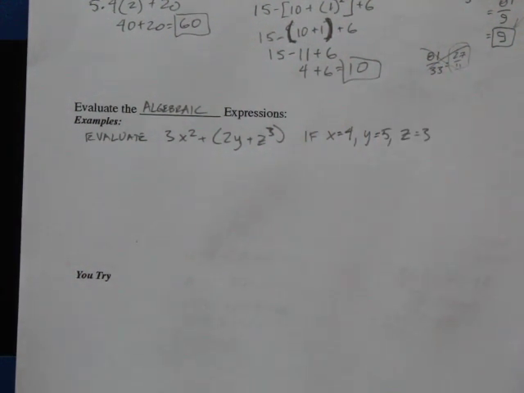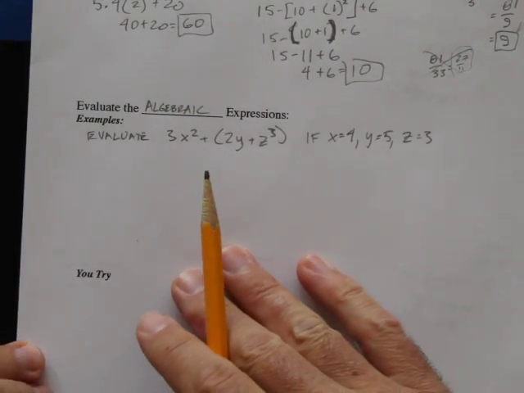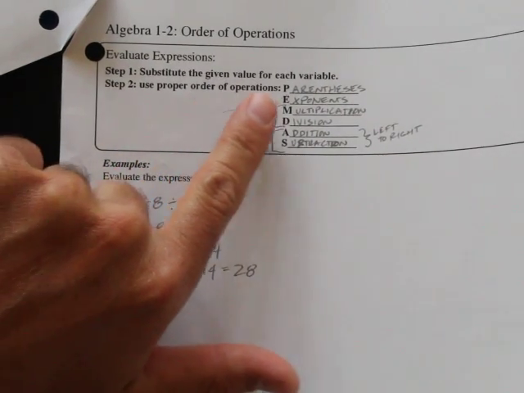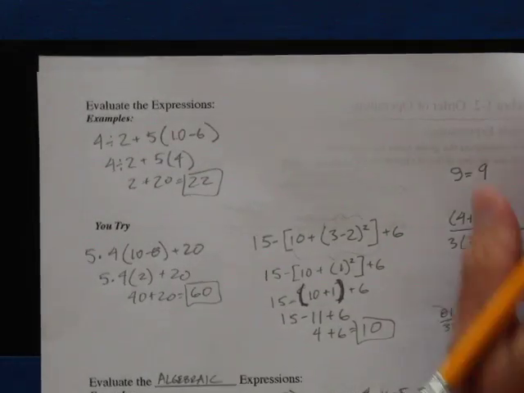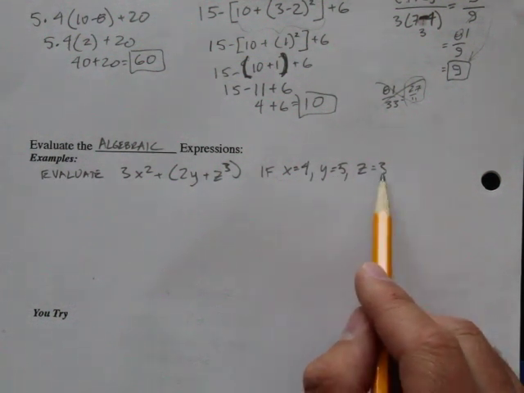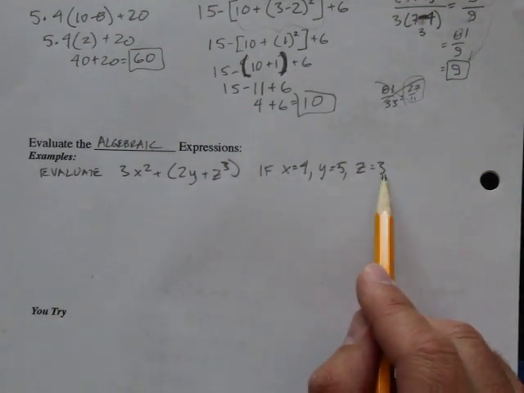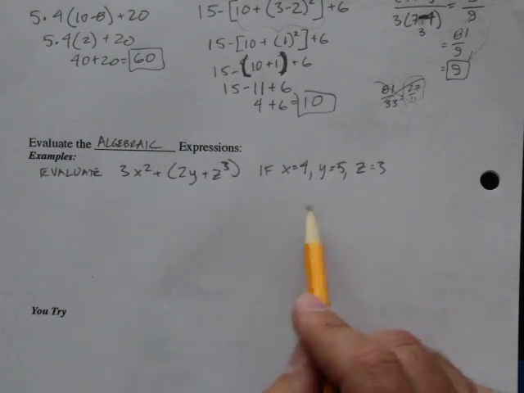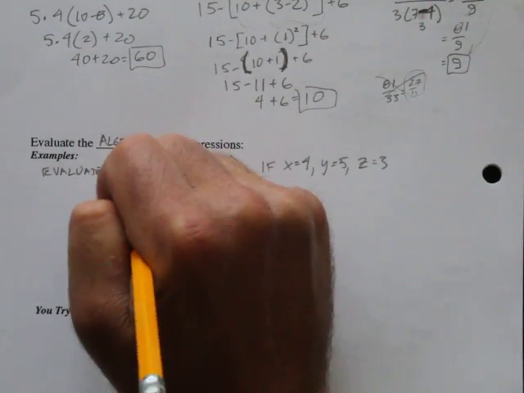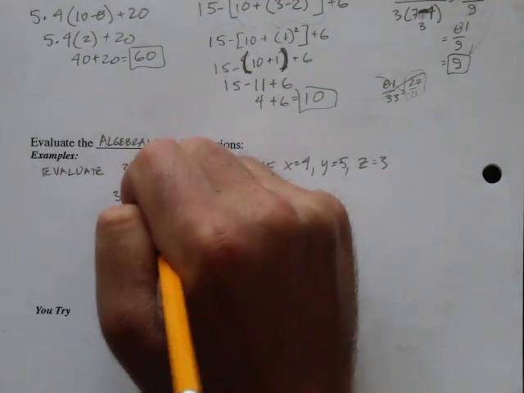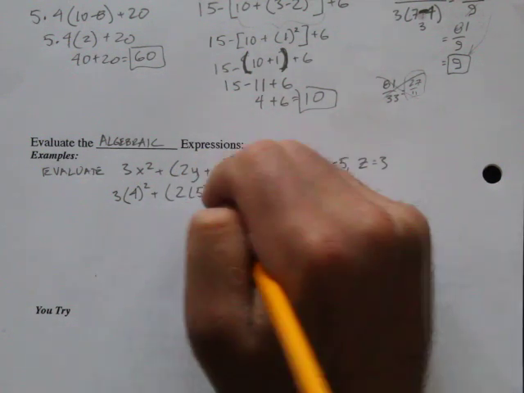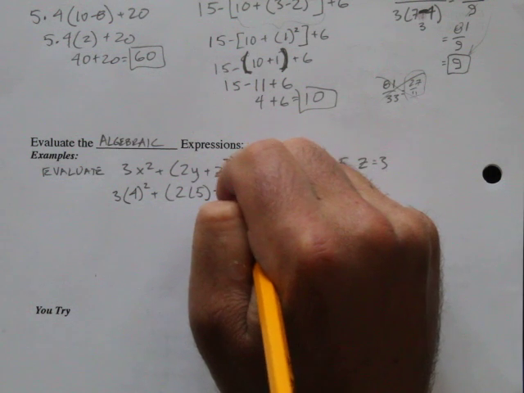So you'll see this kind of problem on the homework. Remember, what is step 1 in evaluating expressions? Substitute the given value for each variable. So each of these letters is a variable. X, Y, and Z, those are variables. These are the values of each variable. X equals 4, Y equals 5, Z equals 3. So we're going to just plug those into those spots, and then we'll evaluate the expression. So 3 times 4, plus 2 times 5, plus 3 cubed.